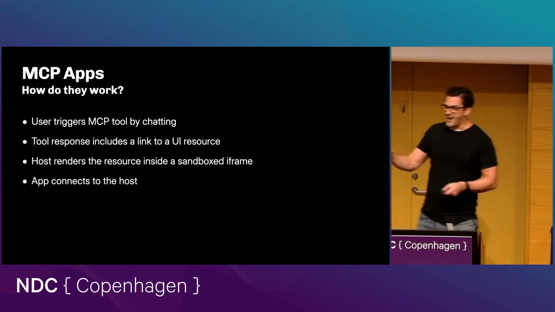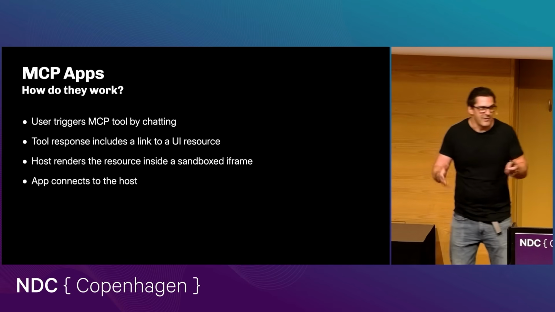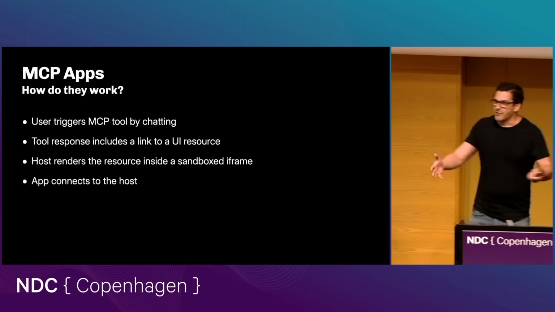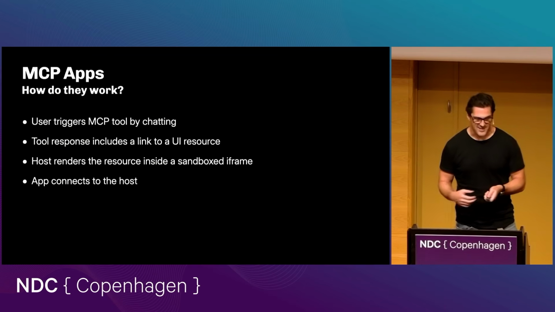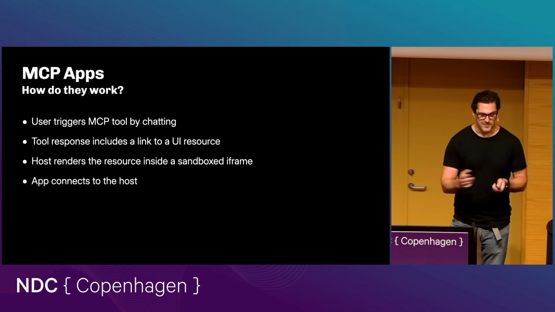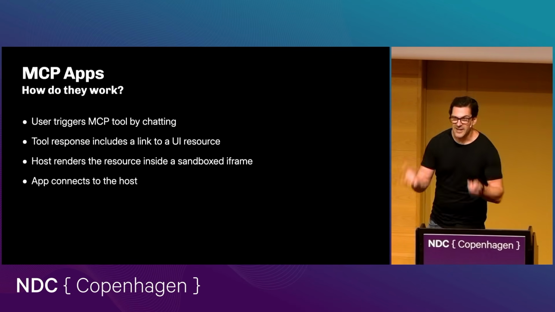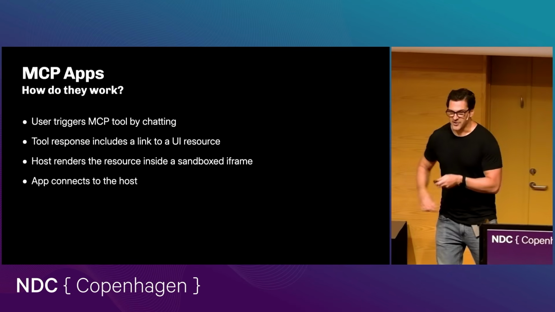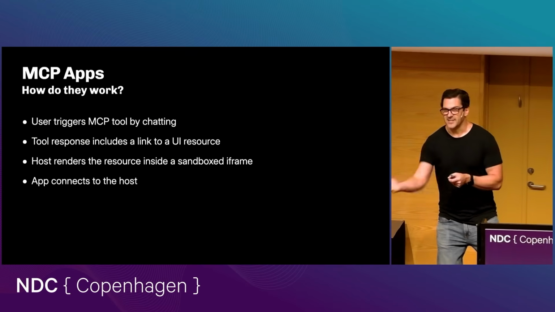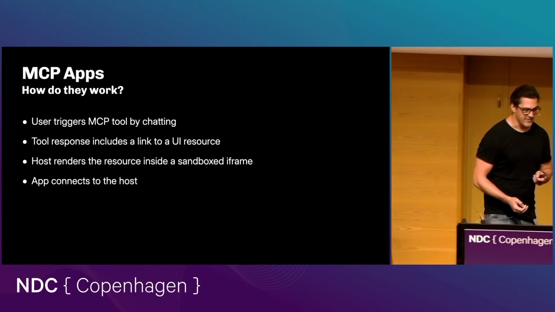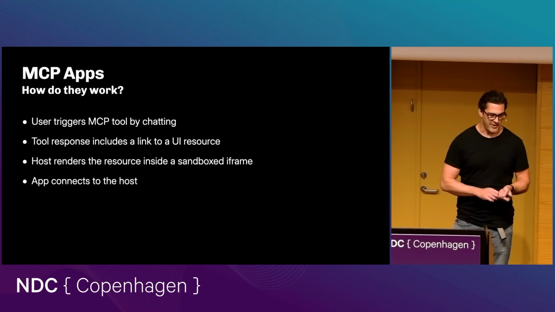So, how it works, as with any usual MCP tool or any tool in an agent, the user will trigger it by talking to it, and some action is chosen by the agent to call an MCP tool. The tool response for an MCP app is just like a regular tool response, but a little bit extra. The little bit extra just says, hey, load this resource. We've got this HTML resource for you, this UI resource. And so the host then renders that inside, like I said, a sandboxed iframe.